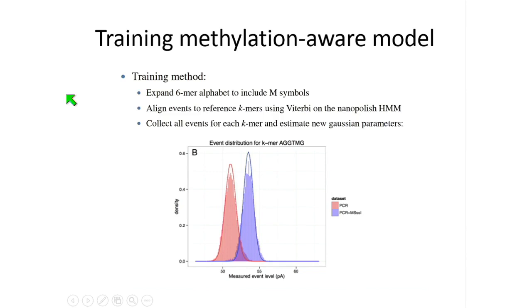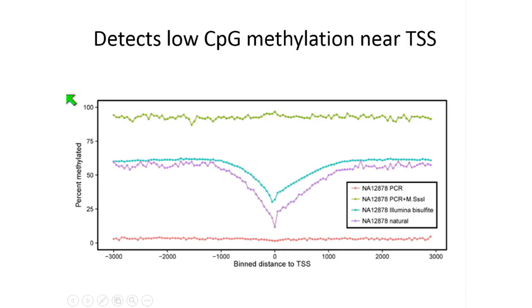So instead of just having A, T, G, and C, you also add M. And we try and align sequences, and we try and look at the difference in signal between when we know we've forced on methylation and when there's no methylation. And you can see for this particular k-mer a large difference in the means between the methylated and unmethylated data sets.